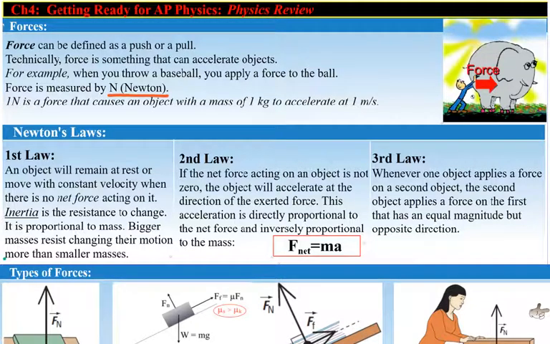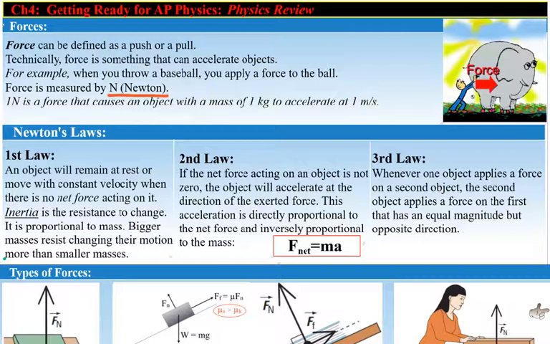So the first law says that if there is no net force acting on the object, it will keep doing what it is doing. If it's moving at a constant speed, it will keep moving at a constant speed. If it is not moving, it will not be moving. Inertia is the resistance to change. Another word for inertia is laziness. You are sitting on the chair, and in order for you to change the state, you have to apply a force. You don't want to change what you're doing until the force is applied.